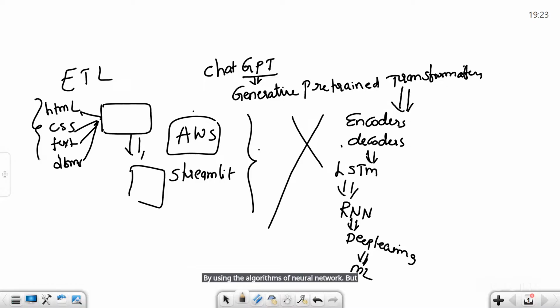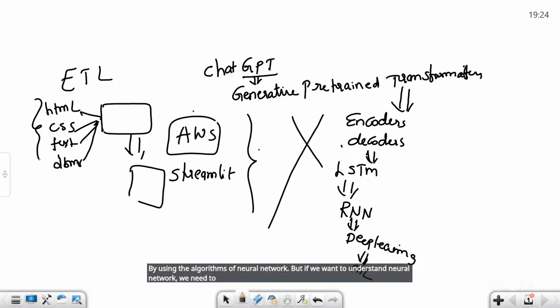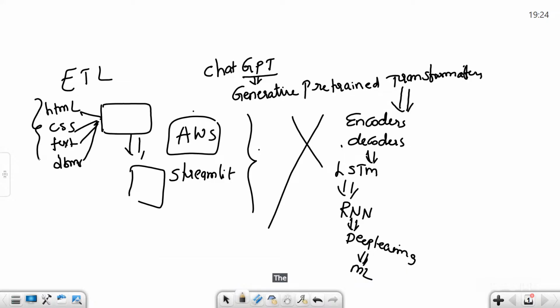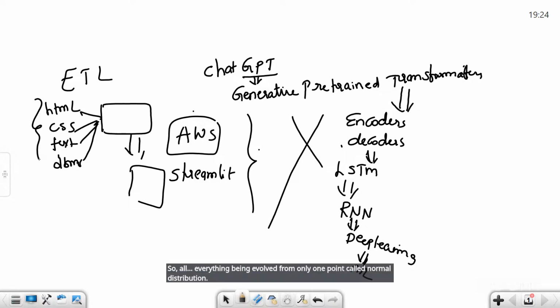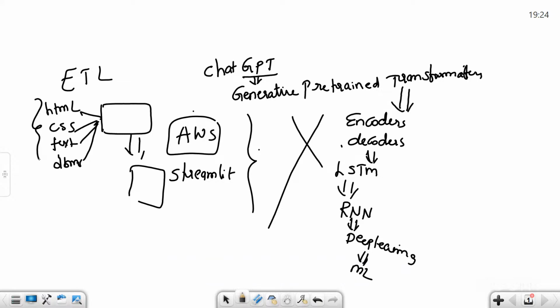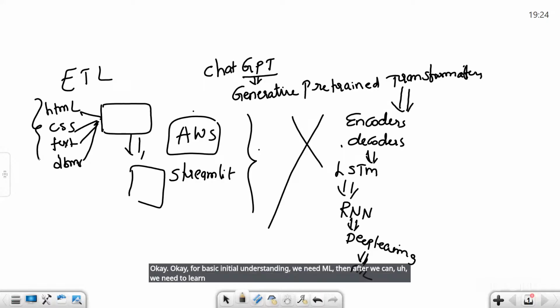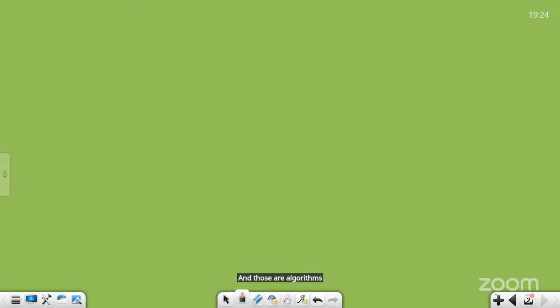But if you want to understand neural networks, we need to understand logistic regression. The base concept for all of these is logistic regression. And behind all these things there is the concept of normal distribution. Everything has evolved from only one point, called normal distribution. For basic initial understanding, we need ML. Then we need to learn in depth on CNN, RNN, and LSTM algorithms. Let me show you an example.